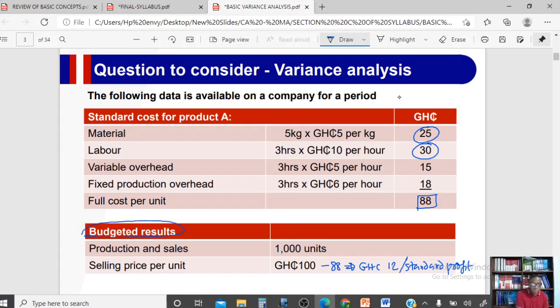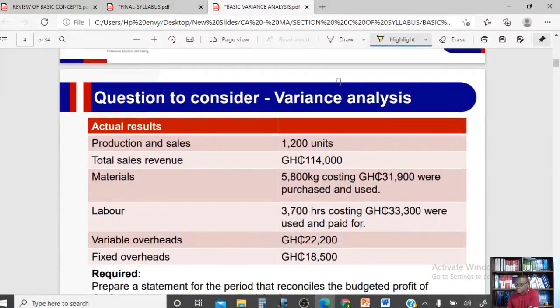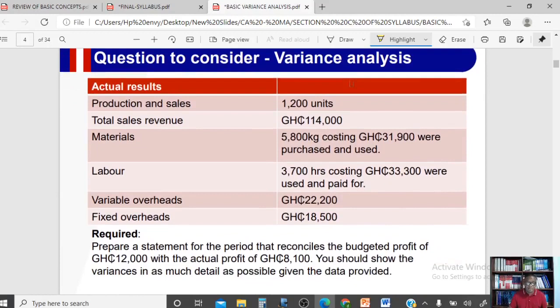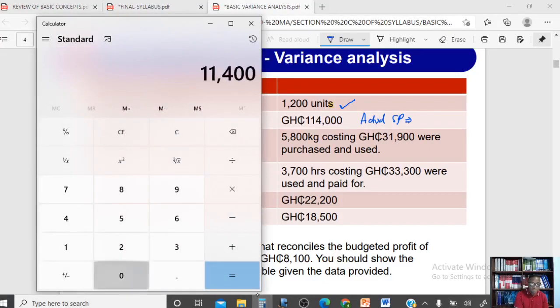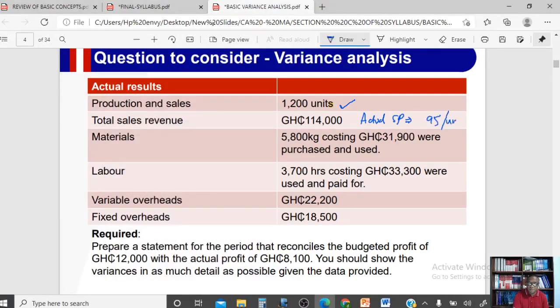Now, budgeted results. Production and sales were budgeted at 1,000 units. So don't forget, these are budgeted results. Then we look at the actual results at the end of the day. They produced and sold 1,200 units, with total sales revenue amounting to 114,000. Out of this, we can find the actual selling price per unit: 114,000 divided by 1,200 comes to 95 per unit.